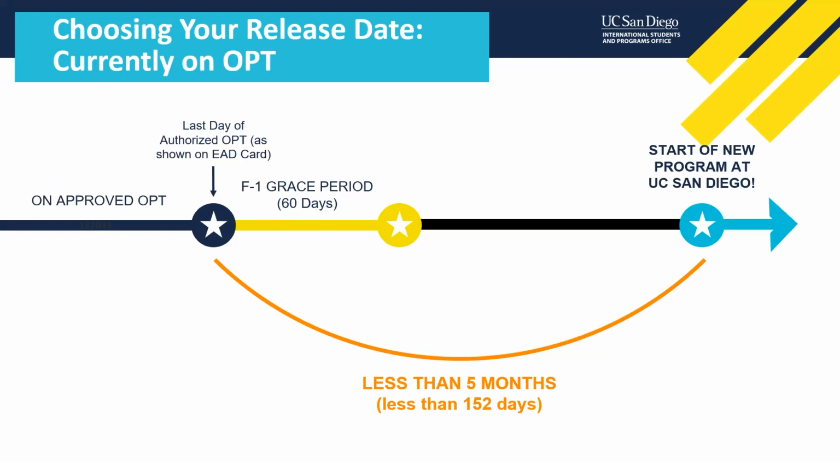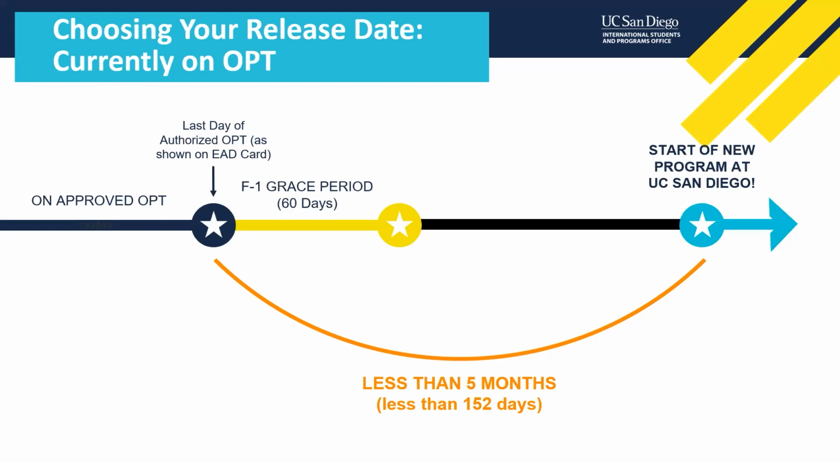So let's look at the same example for those of you who are on OPT. The process is very similar for those of you who will soon be ending your post-completion OPT or STEM OPT extension. As you can see in this new example, this student is currently on their approved OPT. They've identified that their program end date is their last day of authorized OPT as shown on their EAD card.